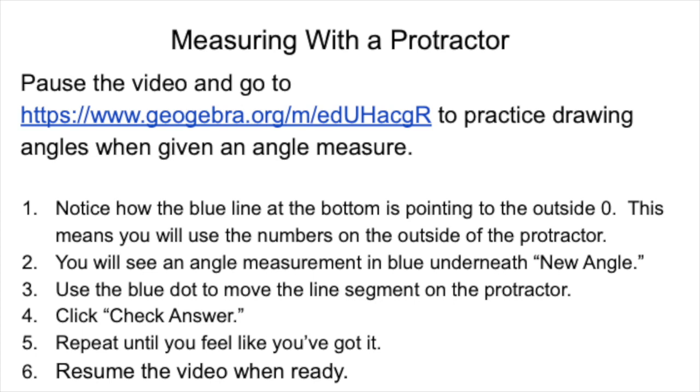When you get to the link, you'll notice that there's a blue line at the bottom of the protractor that's pointing to the outside 0. This means you're going to use the numbers on the outside of the protractor.